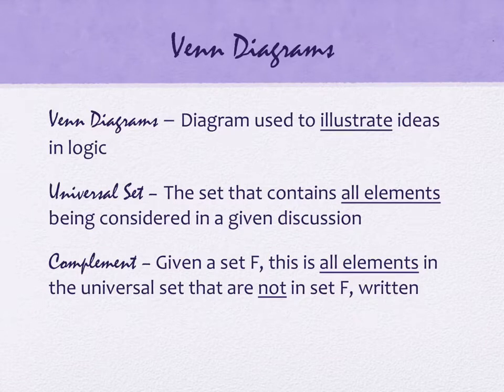And then the complement: given a set F, this is all elements that are in the universal set that are not in set F. And our book writes complements with a bar on the top like that.